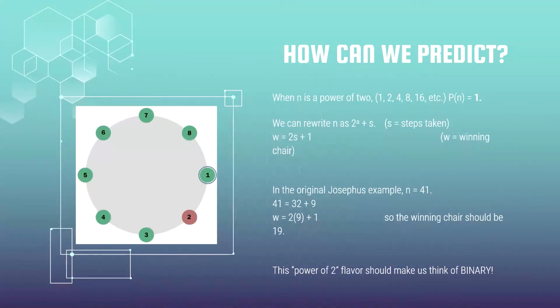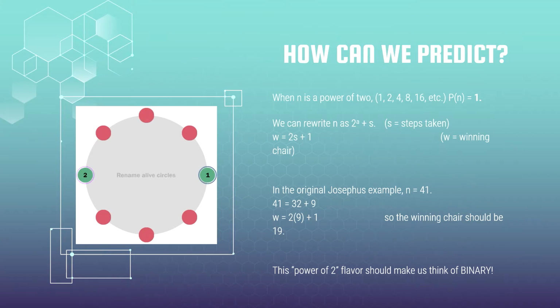Using the original Josephus problem's value of n equals 41, let's try this out. The largest power of 2 is 32. So 41 equals 32 plus 9, meaning there are 9 steps until we find our winner. 9 times 2 is 18, plus 1 is 19, so the winning chair should be spot 19. Since we're using a power of 2, we should think of binary.